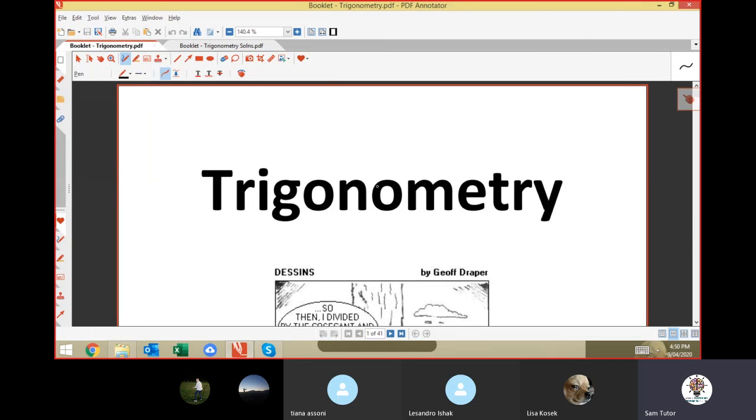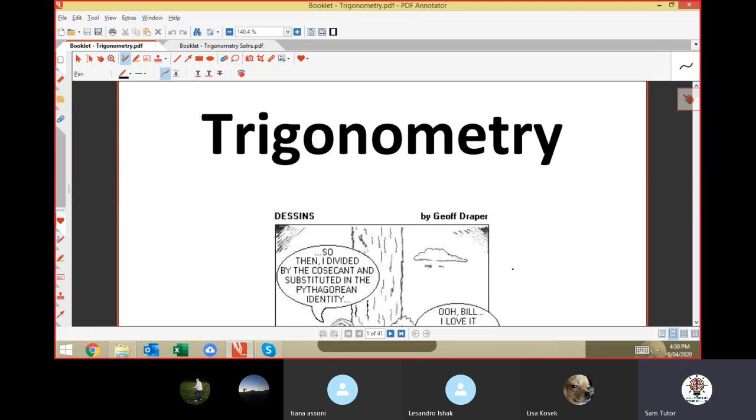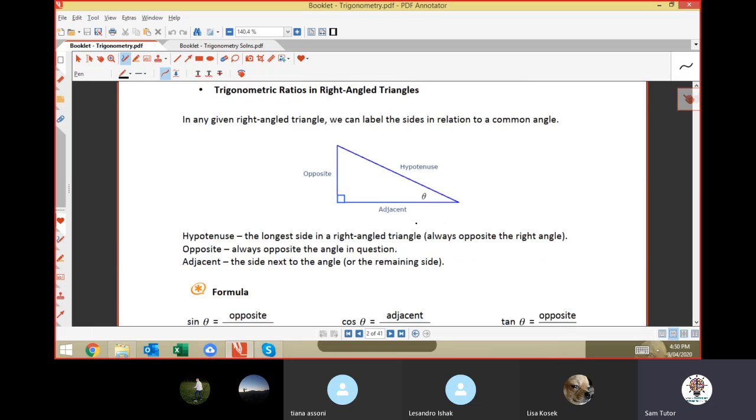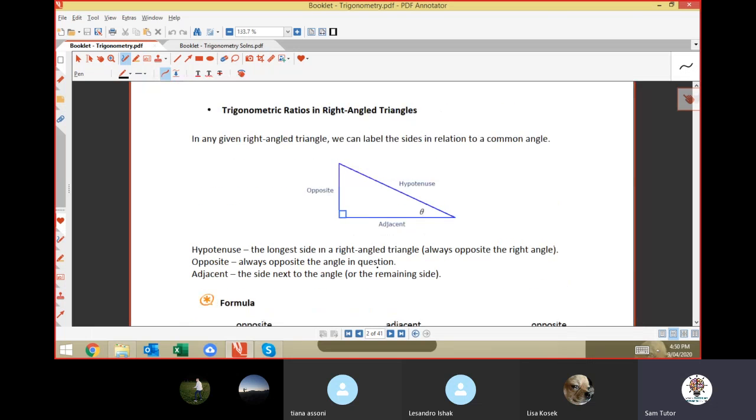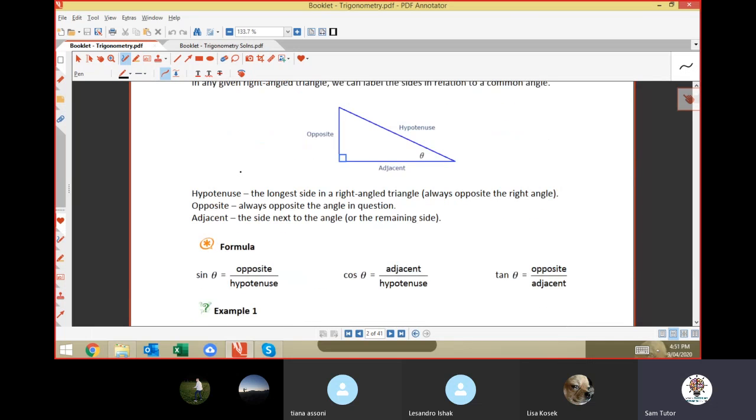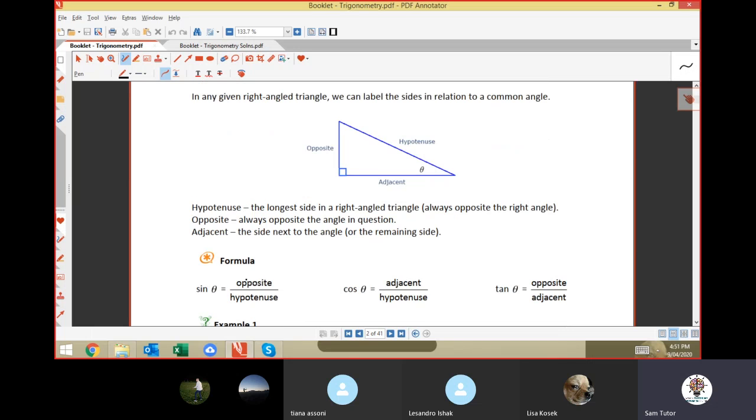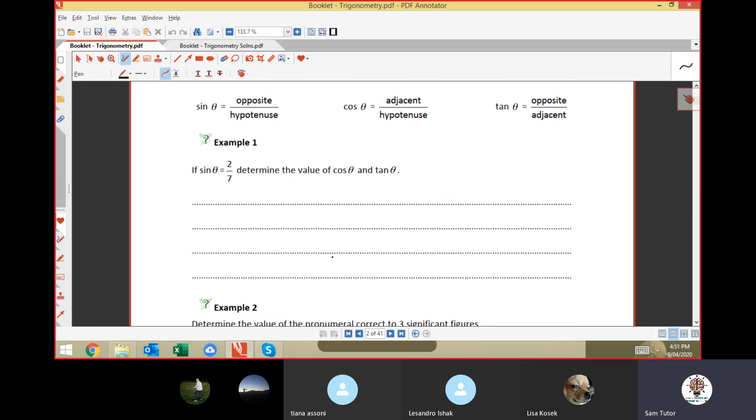All right, trig, let's just do a revision for the next hour, and then pretty much it's done. Okay, trig ratios, SOHCAHTOA, so sine theta equals opposite over hypotenuse, cos theta is adjacent over hypotenuse, tan theta equals opposite over adjacent. The question says, if sine theta is equal to 2/7, determine the value of cos and tan.